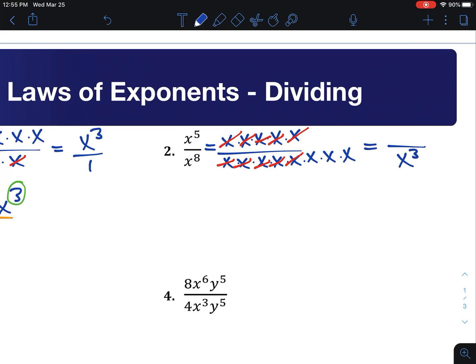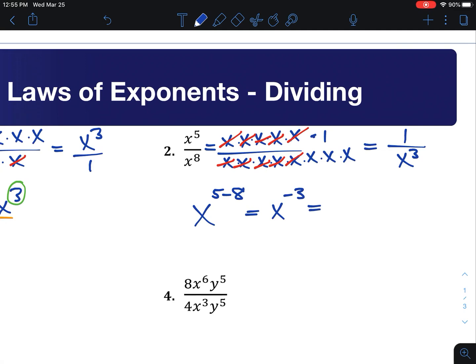Again, can't put 0 in the top here because that would make the whole thing 0. So you can't do that. We can do a 1 since times 1 doesn't change anything. So it's 1 over x cubed. Using our shortcut, we would keep the base of x and then just subtract the top exponent minus the bottom. That would be x to the negative 3.